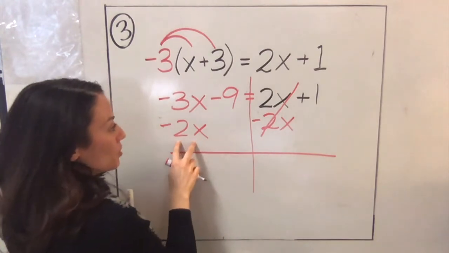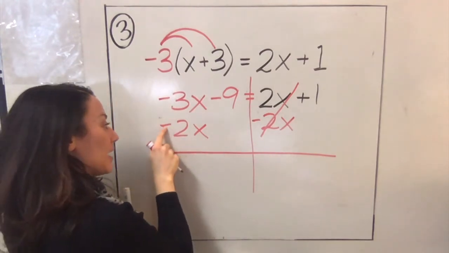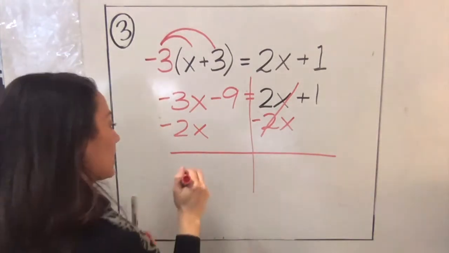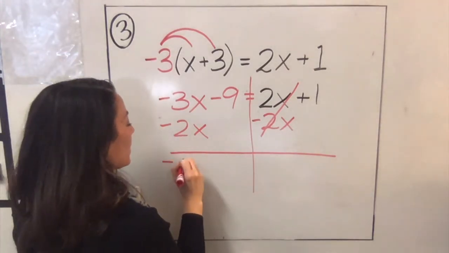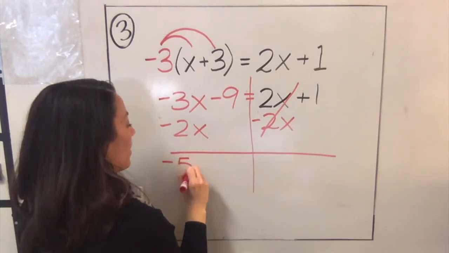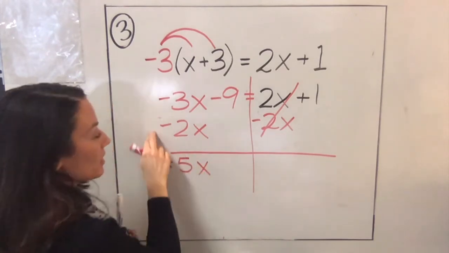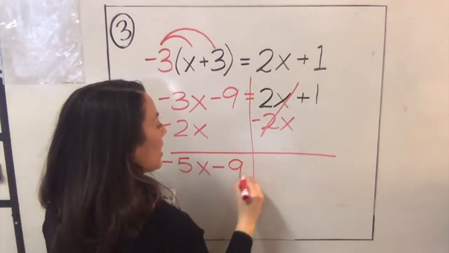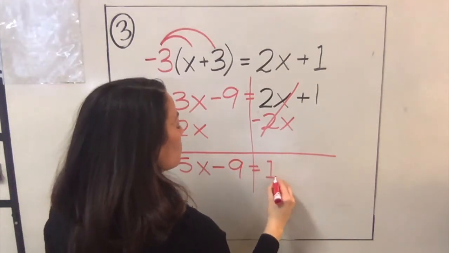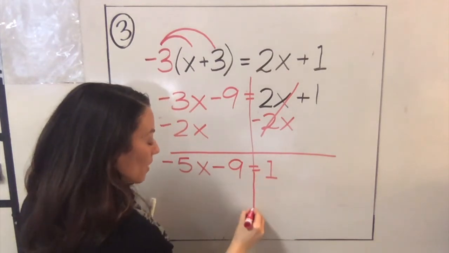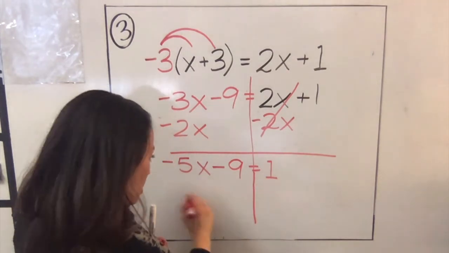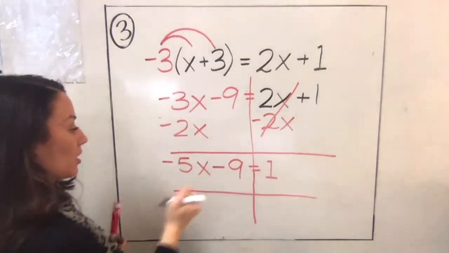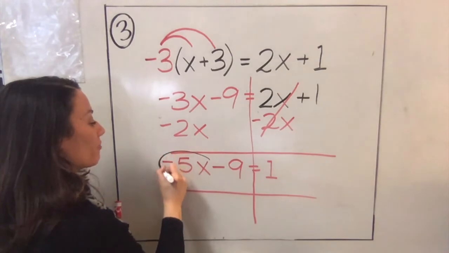Let's work with the variables over here. What's negative 3x and negative 2x together? Same signs, add and keep. That makes what? Negative 5x. Remember, you're adding these because they're both negative. Then let's bring down the constant terms. Negative 9 equals 1. All right. I'm going to make my t a little bit longer so I can create my second t, and solve this equation here. I want to circle that negative 5x.